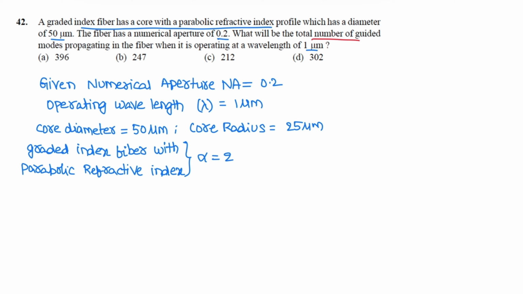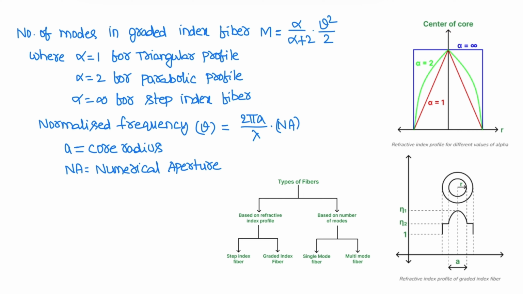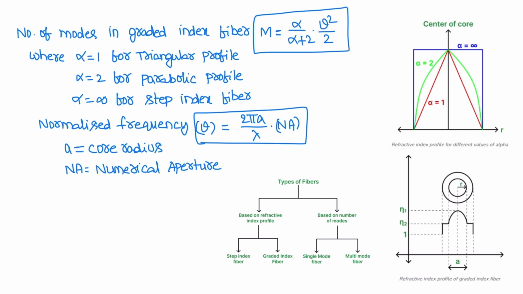So let us see the formula here. The total number of modes in graded index fiber is alpha by alpha plus 2 into v square by 2, where v is normalized frequency, 2 pi a by lambda into numerical aperture, where alpha is 2 for parabolic profile, alpha is infinity for step index fiber, alpha is equal to 1 for triangular profile.